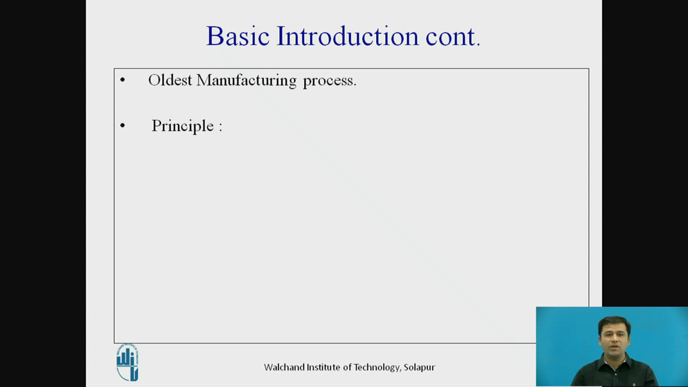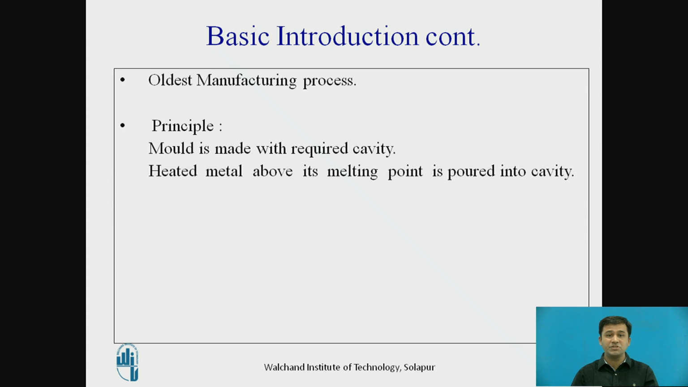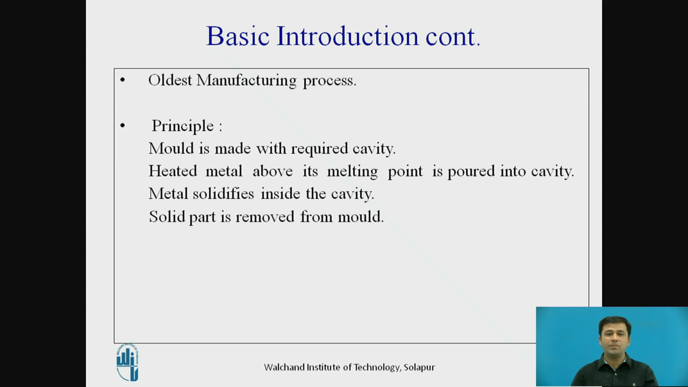Its principle is very simple. First, a mold is made with the required cavity. Then the heated metal, which is generally at or above its melting point, is poured into that cavity. Then the metal solidifies inside that cavity, and finally the solid part is removed from the mold. During this process, the mold is either broken out or separated, which we learn as the cope half or drag half, removed with the help of dowel pins. It is a very simple process compared to other manufacturing processes.